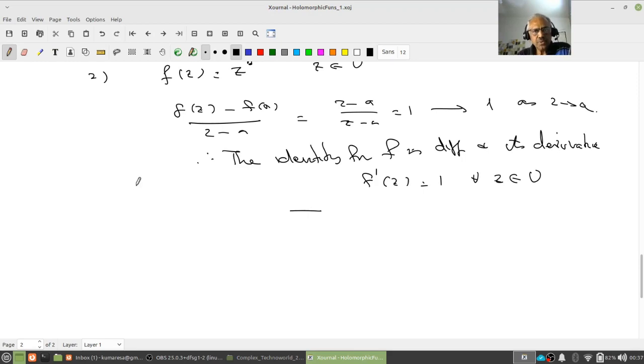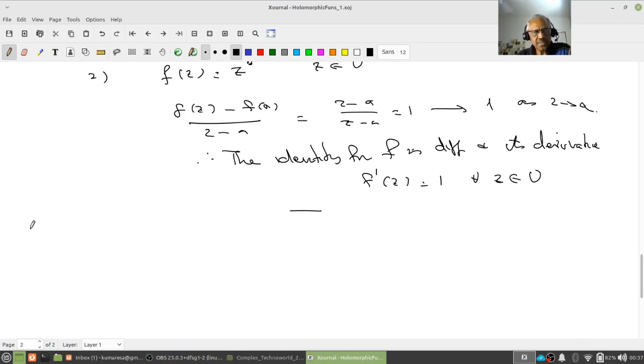Those of you who have gone through my lectures on differentiation of functions from R to R in real analysis will know that I am very fond of a characterization of differentiability. So let us look at that characterization.